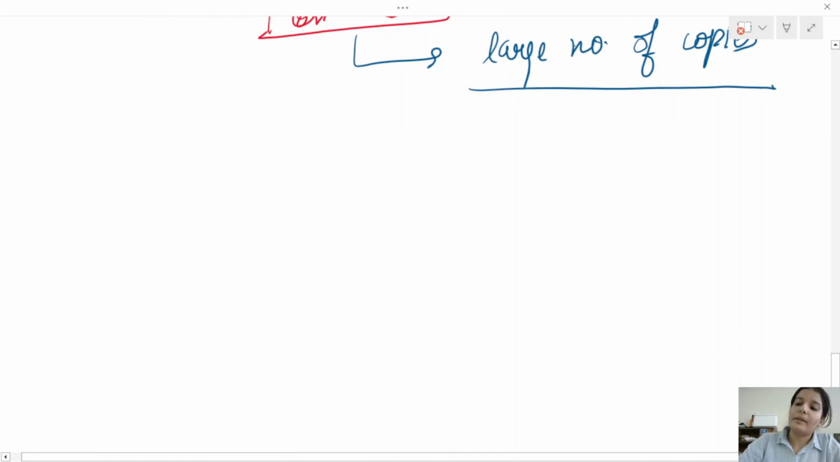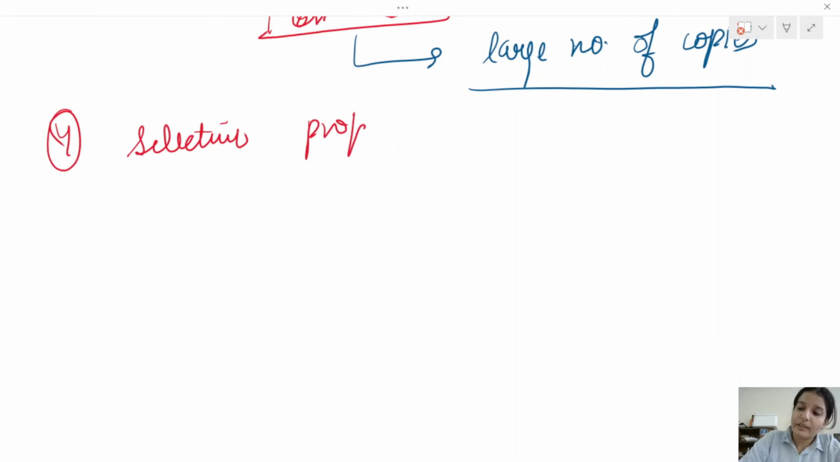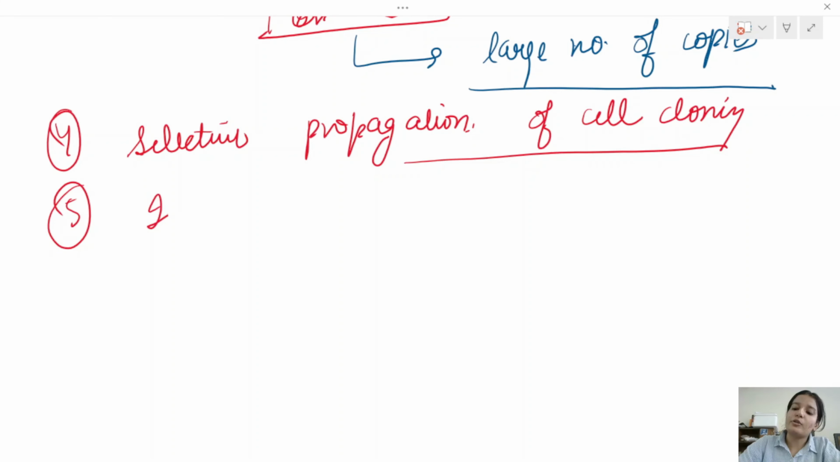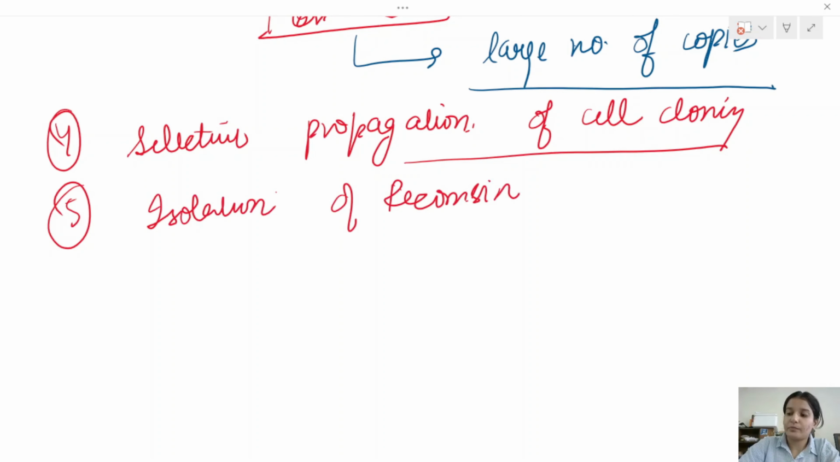Another step here is selective propagation of cell clones. It is done basically in two stages, in which the transformed cells are spread out on an agar medium to encourage the growth of well separated colonies, and then colonies are picked from the plate and further expanded in a liquid culture. And the last step is isolation of the recombinant molecule, or we can say the DNA clones.